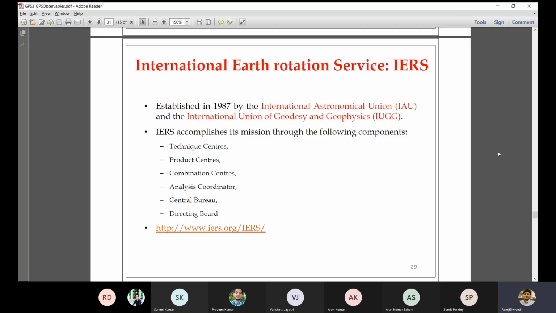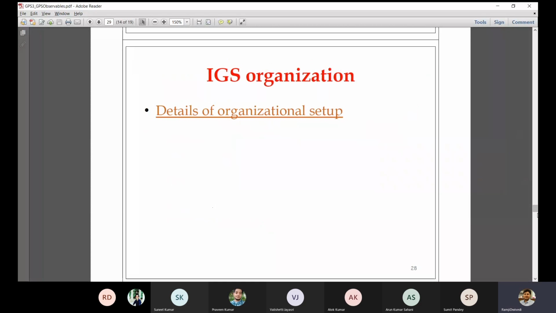The IERS was established in 1987 by the International Astronomical Union (IAU) and the International Union of Geodesy and Geophysics, and it accomplishes its mission through the following components: technique centers, product centers, combination center, analysis coordinator, central bureau, and directing board. So these are the different centers which help us in producing the data which we need. Okay.